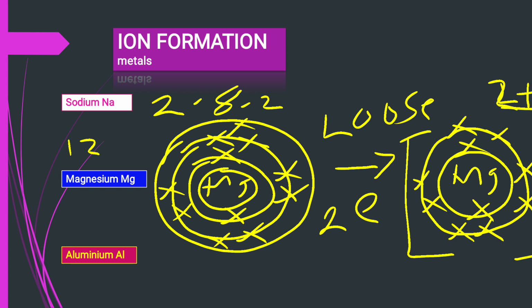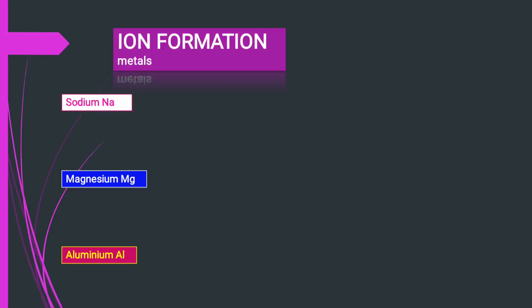Let's look at how aluminium will form its ion. You can pause the video for some time and try to see whether you are able to write the atomic structure and the ionic structure of aluminium. Are you there? I hope you just did that. So let's try to draw the atomic structure and the ionic structure of aluminium.